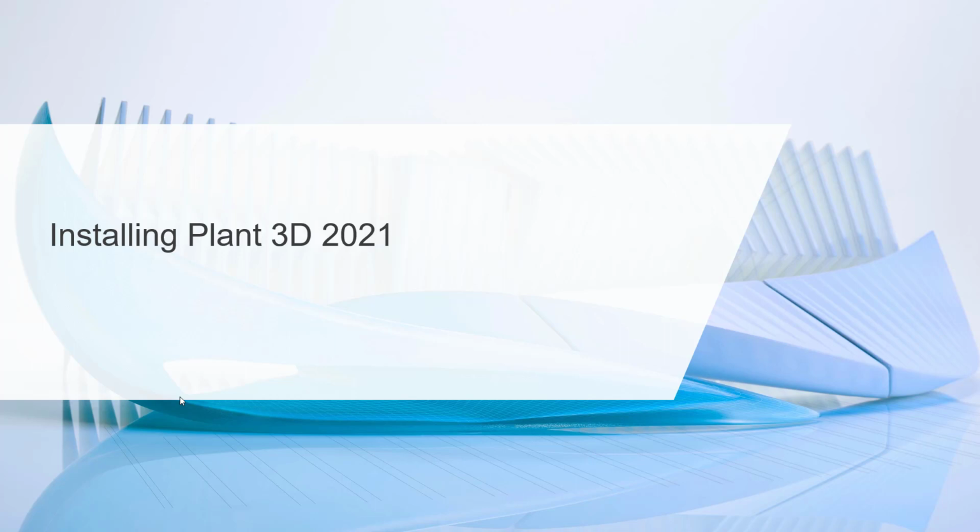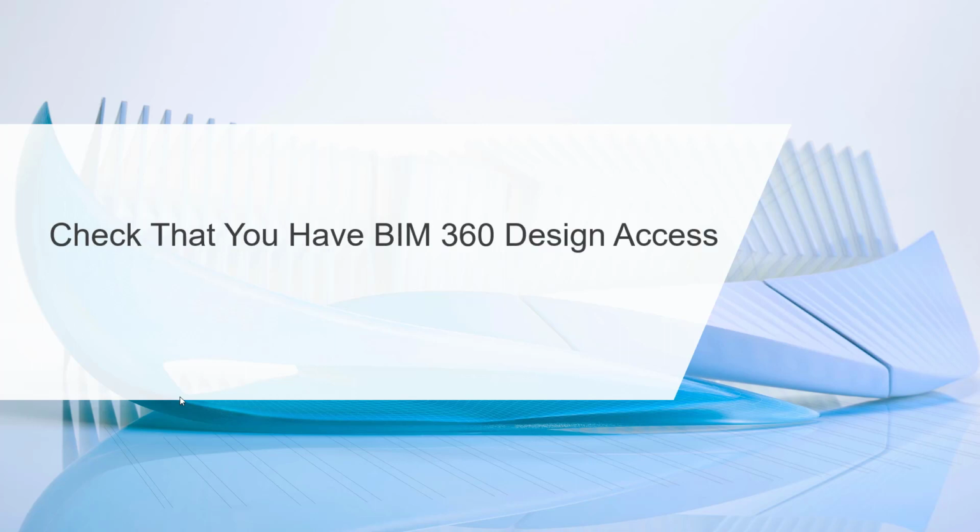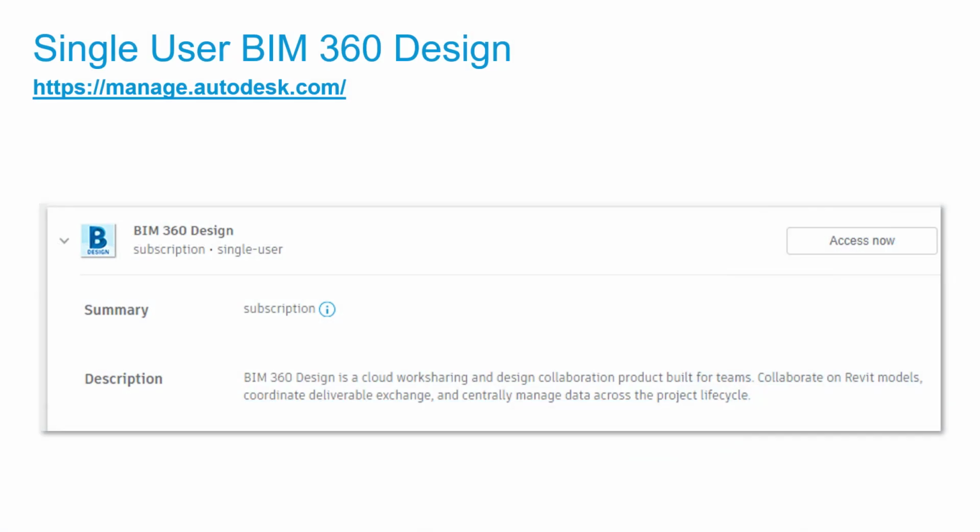And the next thing we need to look at is checking that you have BIM 360 Design access. So if you're a single user, under your managed.autodesk.com, you should see a BIM 360 Design entry in exactly that format there. And if you click on Access Now, that should take you to the website and you can validate you have access.